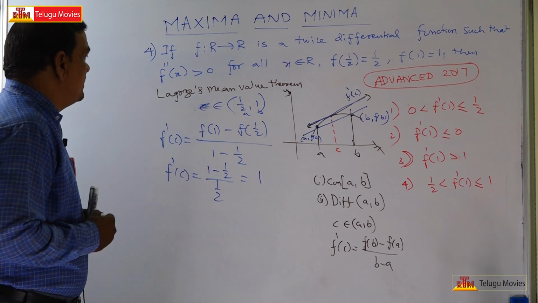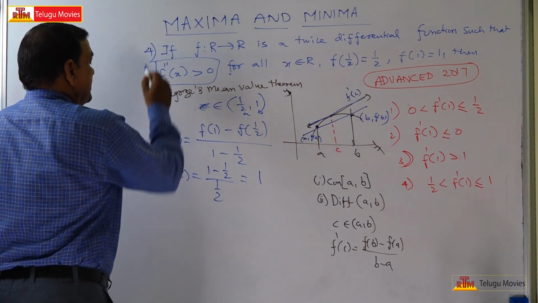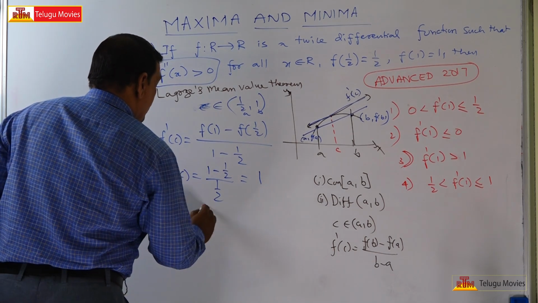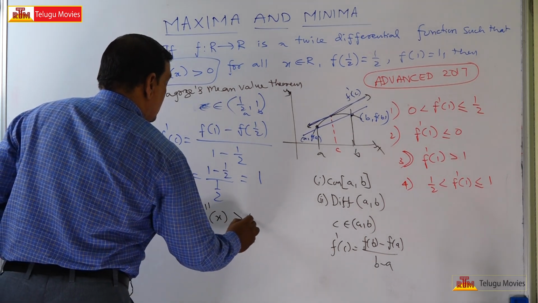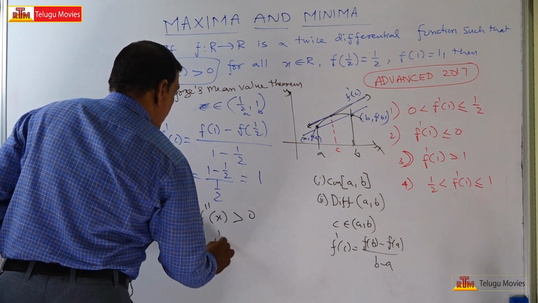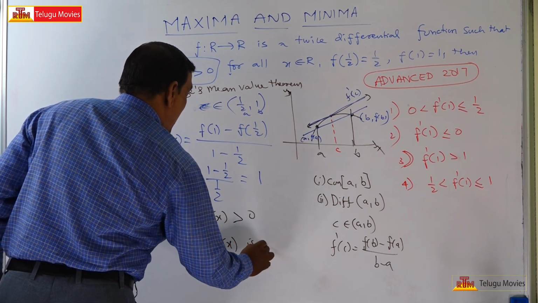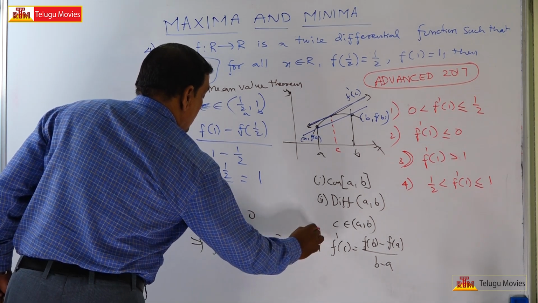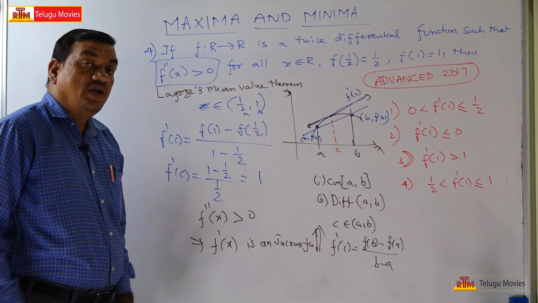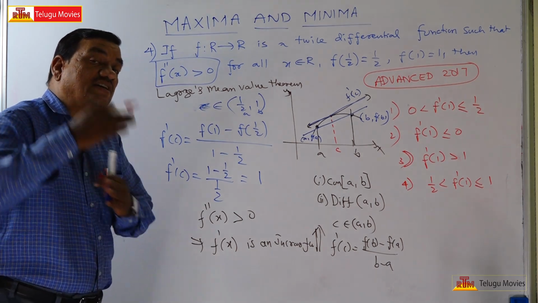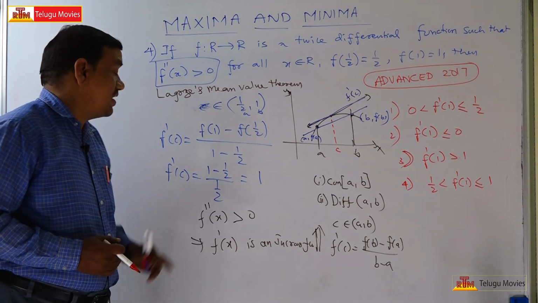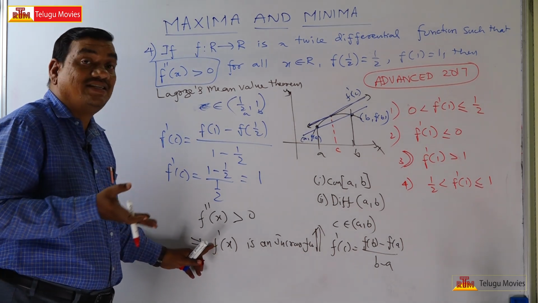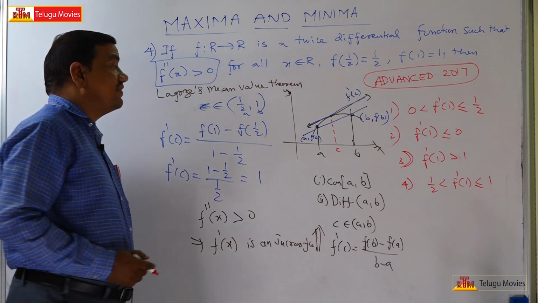Let us see that. But here you observe, take this: f double dash of x is greater than 0. That means what? f dash of x is an increasing function. If f is an increasing function, then f dash of x is greater than 0, and vice versa. That means if f double dash of x is greater than 0, then f dash of x is an increasing function.